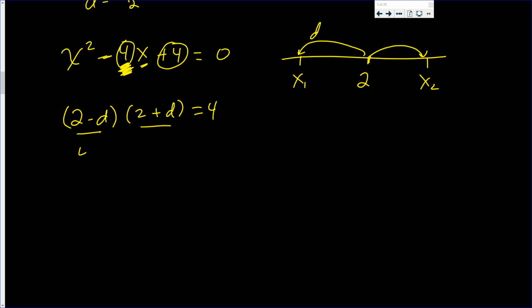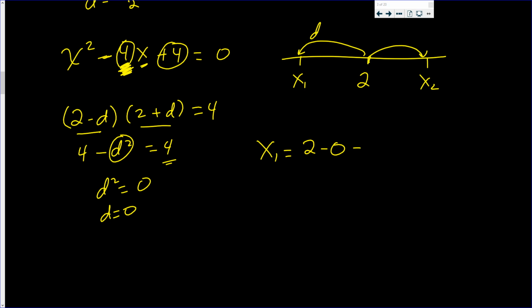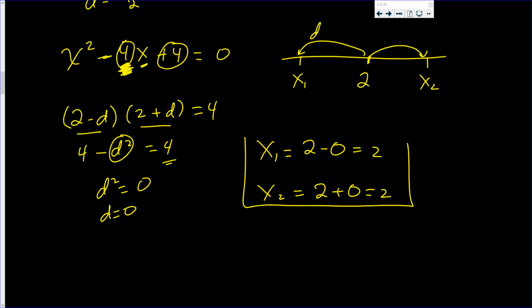Well, this gives us 2 squared minus d squared equals 4. Well, you should know what to take away from 4 to get back to 4. And that answer is 0. So d squared is 0, which means d is 0. So x1 is 2 minus d, or 2. And x sub 2 is 2 plus d, but d is 0, which is 2. So there are your two answers.